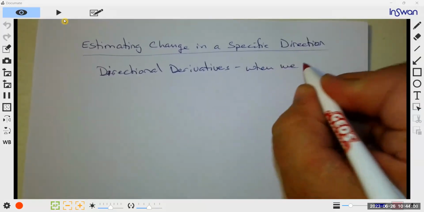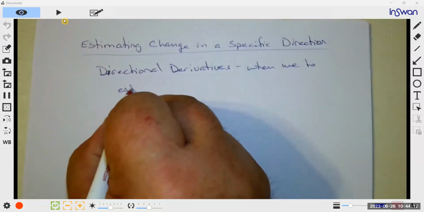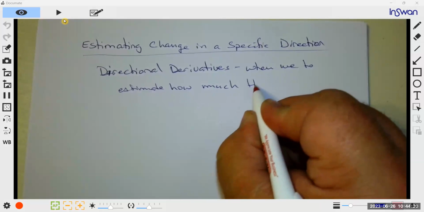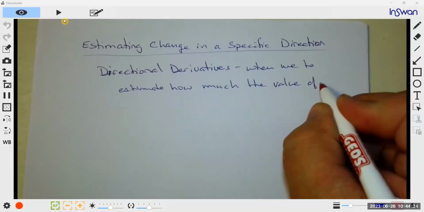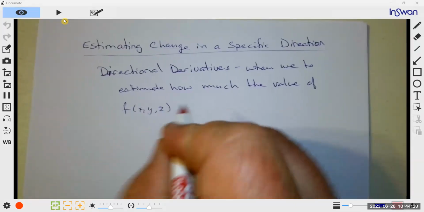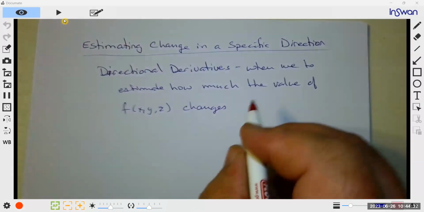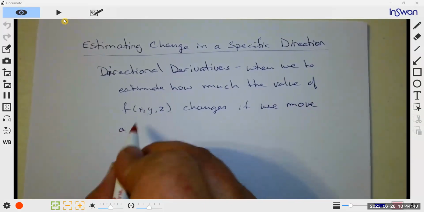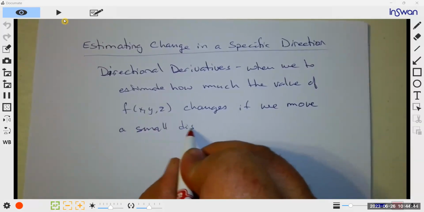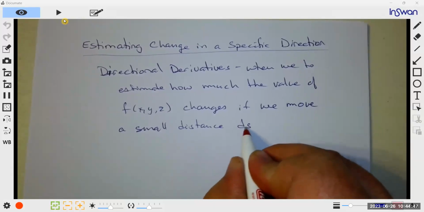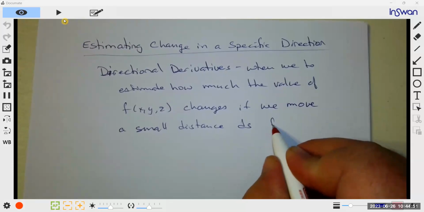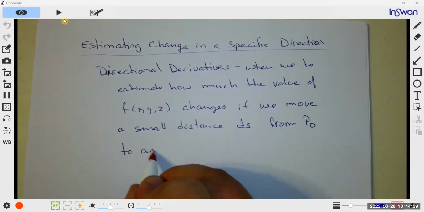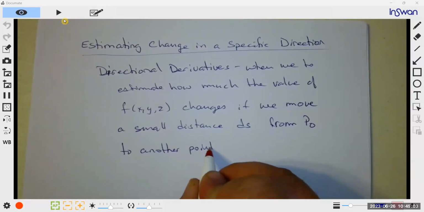It's used when we want to estimate how much the value of a function changes if we move a small distance ds from point p sub 0 to another point, we call it p sub 1.